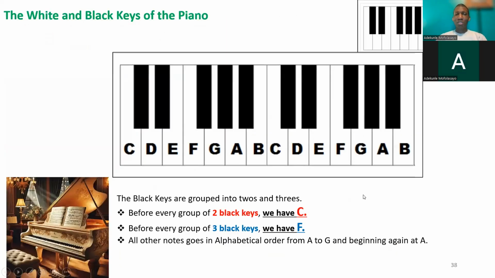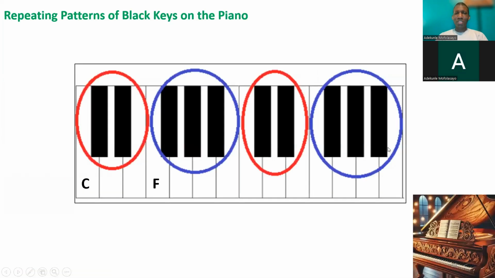And basically everything goes like A, B, C, D, E, F, G, right? And we said that the keys on the piano are divided into 2 black keys, 3 black keys, 2 black keys, and 3 black keys. And before each 2 black keys, we have C. So C, D, E, F, G, A, B, C, D, E, F, G. That's how it goes.